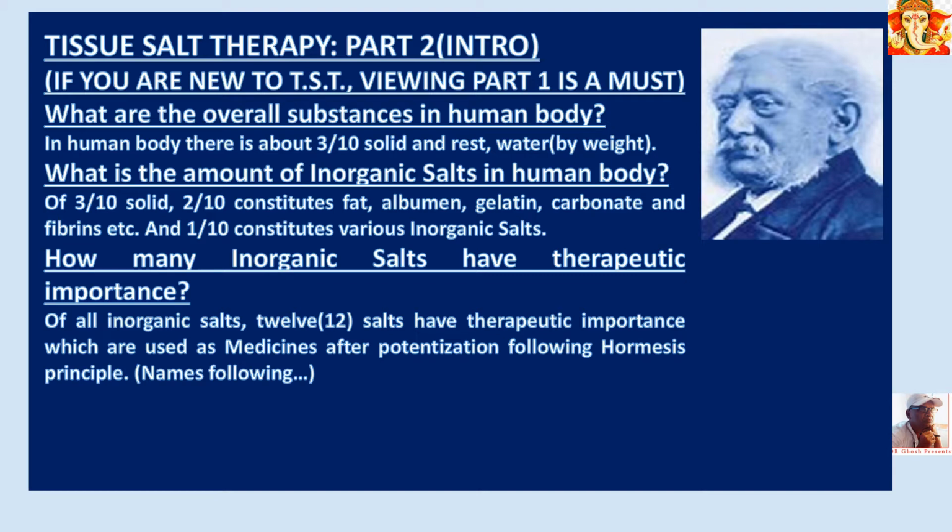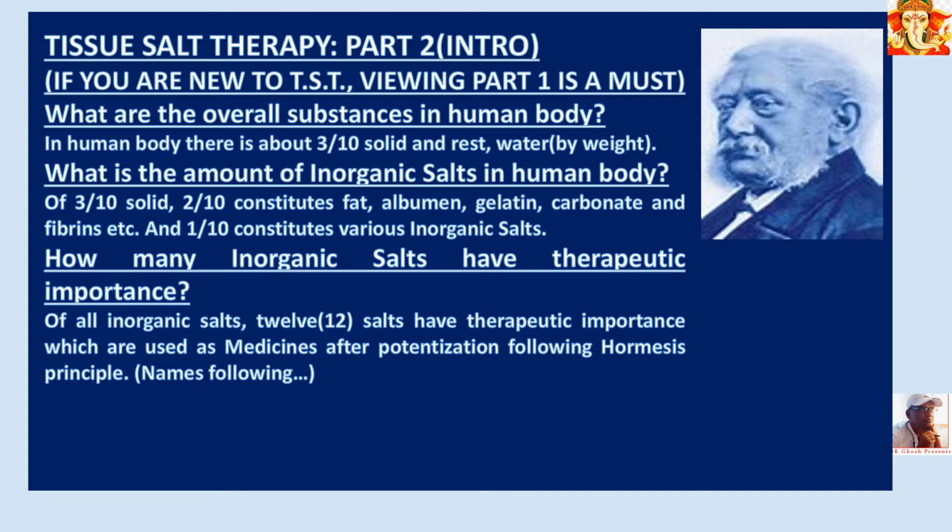What is the amount of inorganic salt in the human body? Of the 3/10 solid, 2/10 constitute fat, albumin, gelatin, carbonate, fibrin, etc., and 1/10 constitute various inorganic salts. How many inorganic salts have therapeutic importance? Of all inorganic salts, 12 salts have therapeutic importance, which are used as medicine after potentization following the Hormesis principle.